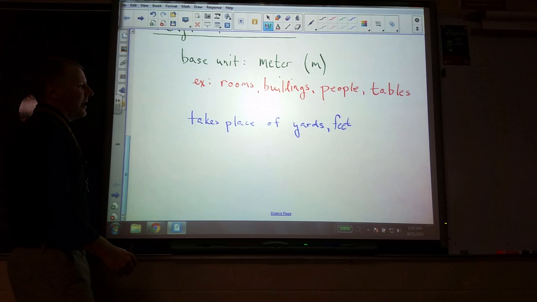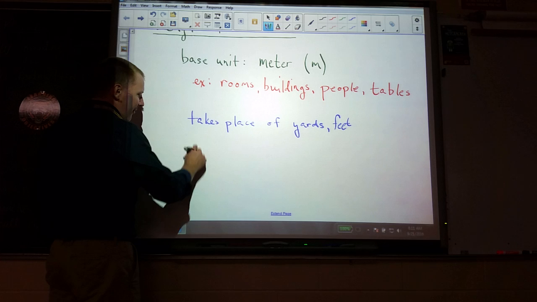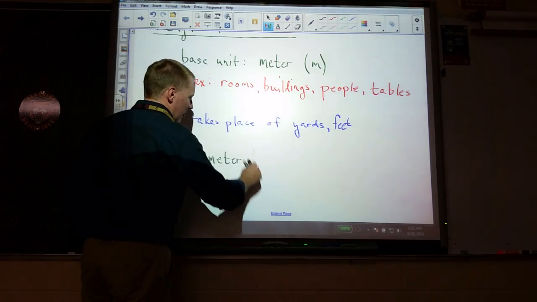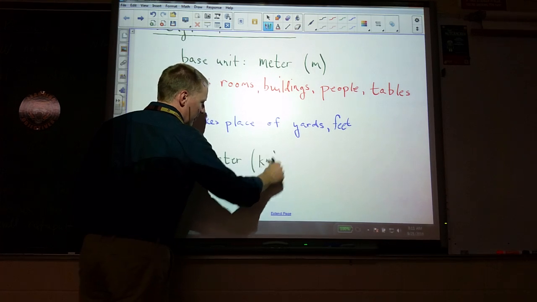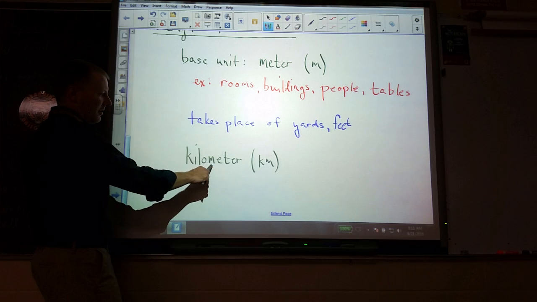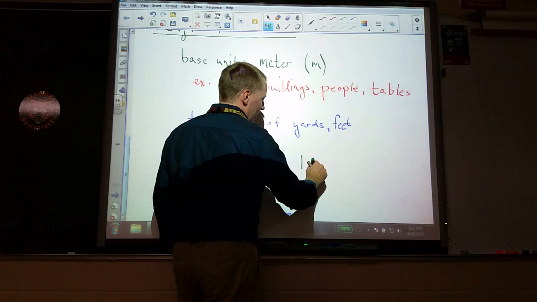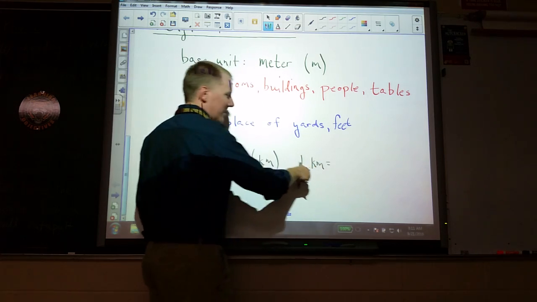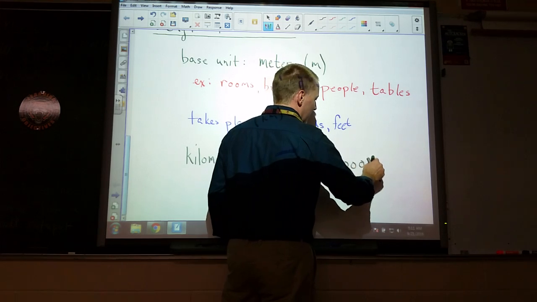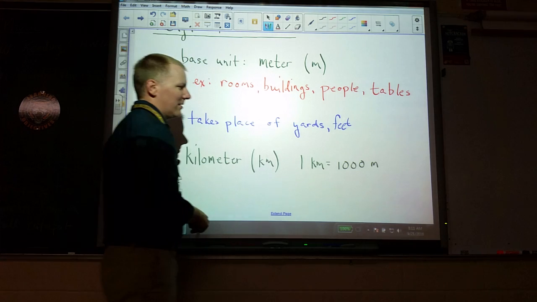Okay, then let's get bigger. Let's take 1,000 meters. Kilometers, which we'd abbreviate with a lowercase k for the kilo, lowercase m for the meter. A kilometer, because kilo means 1,000, is equal to 1,000 meters. So whenever you see kilo, think 1,000.